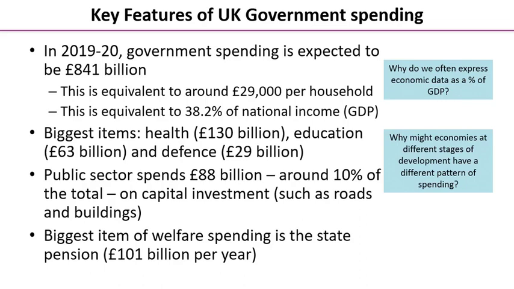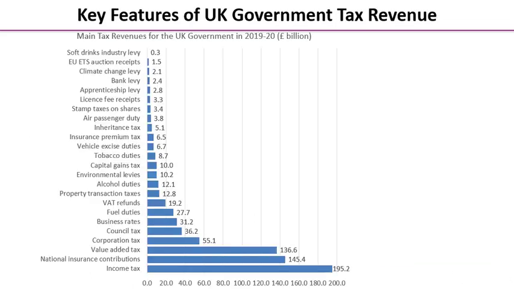And down at the bottom, as we already identified in video 3, the biggest item of welfare spending is the state pension at just over £100 billion a year. So here's just a quick task for you. Do some quick research to just find out the value of the state pension. Okay, so that was a little bit on government spending.